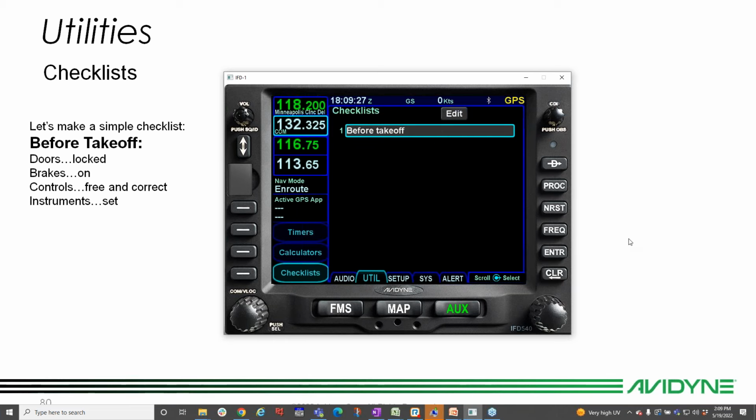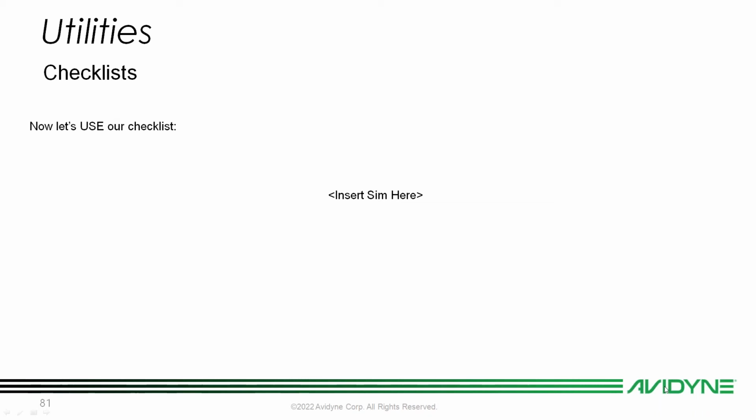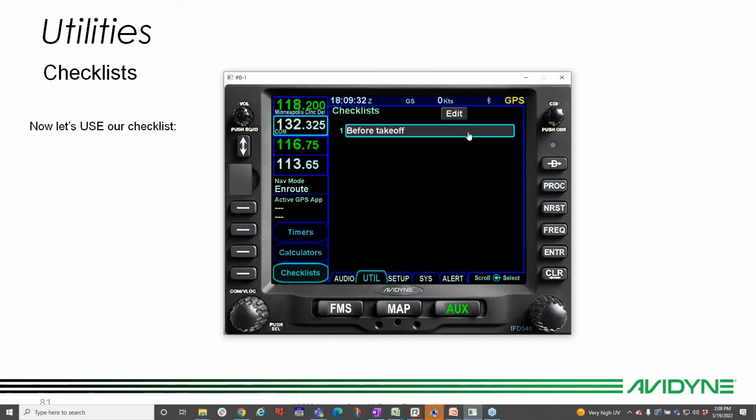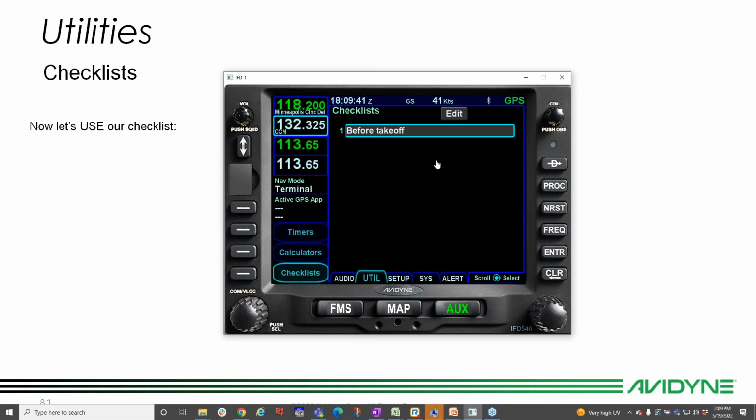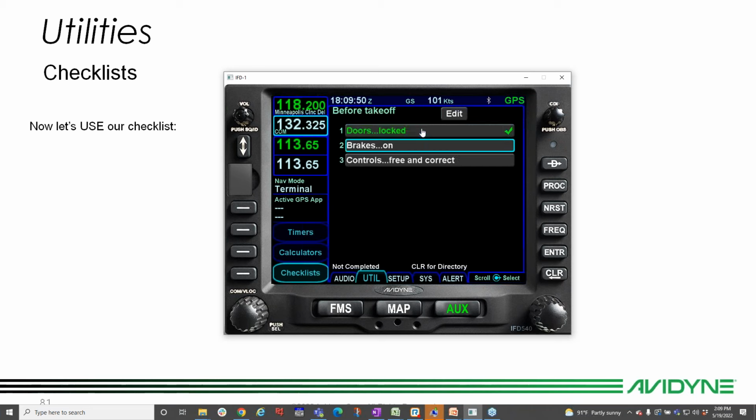Okay, another thing I want to do is using the checklist. So now once I've done that, and let's say I've created my flight plan already here, I've activated it. All right, I'm sitting on the ground and I want to go do my before takeoff checklist. I'll come out to my main checklist page. I'll go ahead and tap on it. And now, okay, doors are locked. I've locked my doors. I tap on the screen and now it turns green. There's a check mark next to it. Next thing that comes up is brakes on. Okay, yeah, brakes, they're good. Okay, controls free, correct. Okay, those are good there.